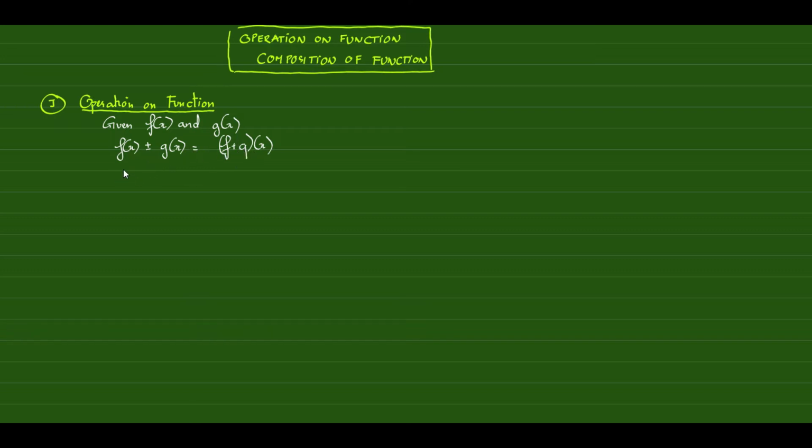And how about multiplication? Yeah, we can do that too. We have f of x multiplied by g of x, then we have the function of the product, so we have f times g of x. And if I have f of x divided by g of x, then we have f over g of x. Of course, in this case, because g of x is in the denominator, g of x must be different from 0.